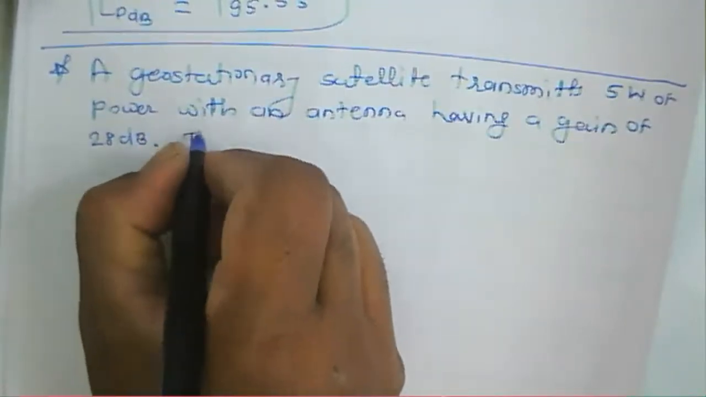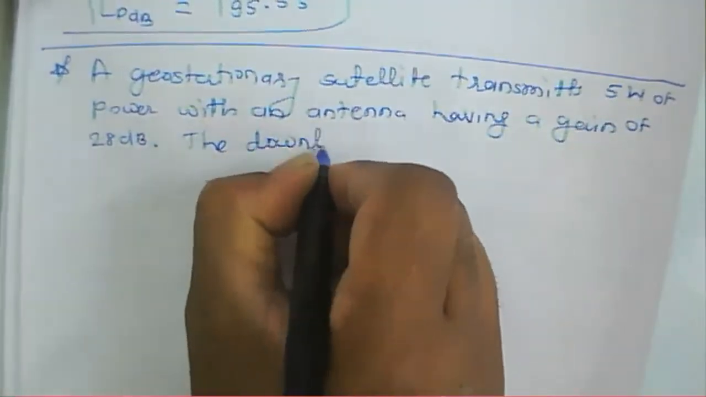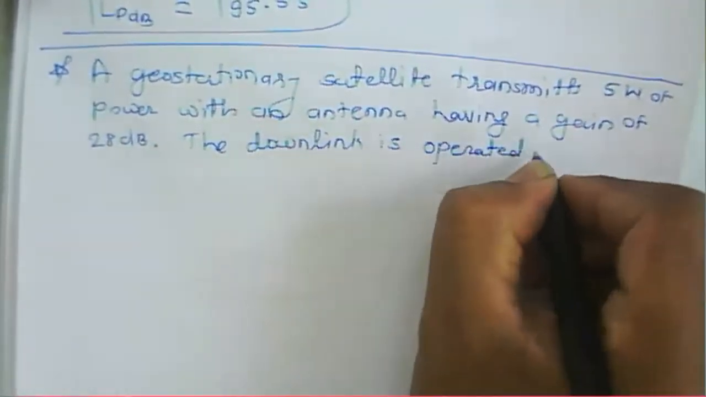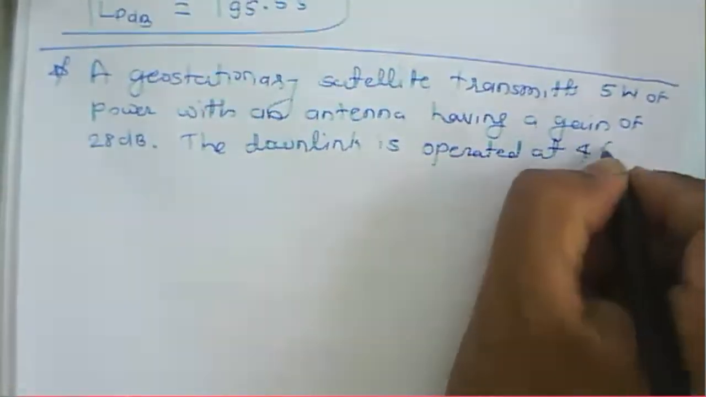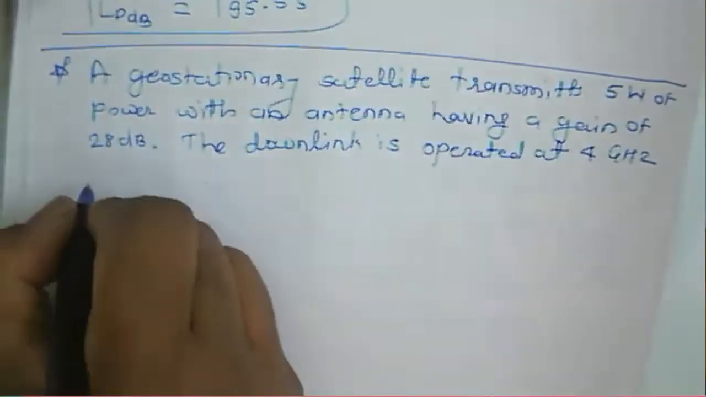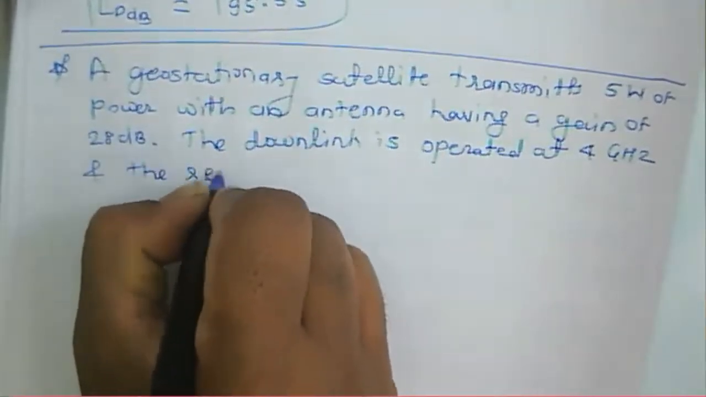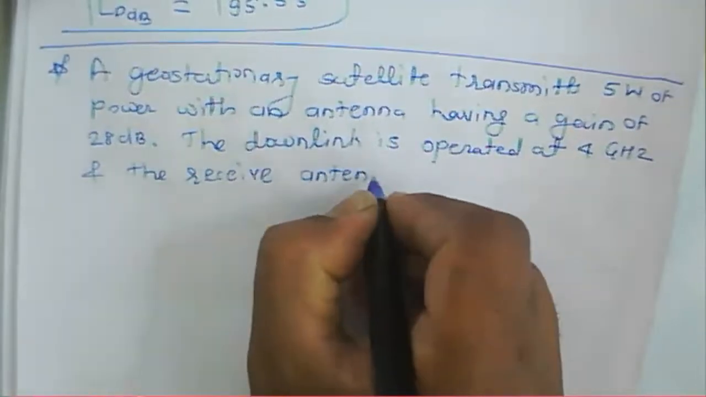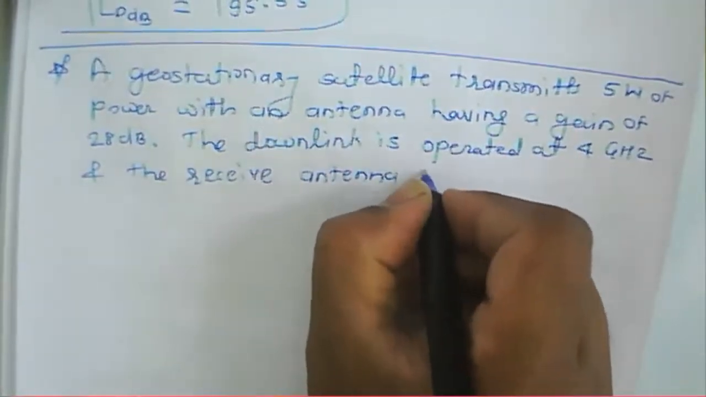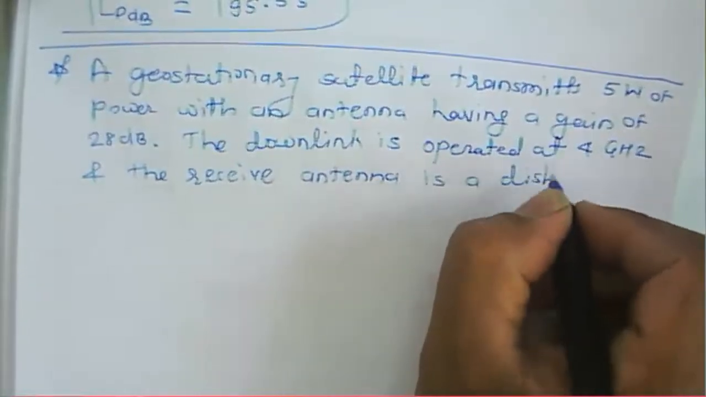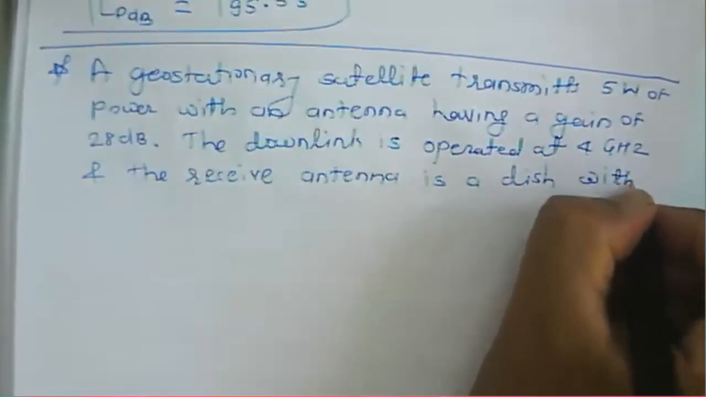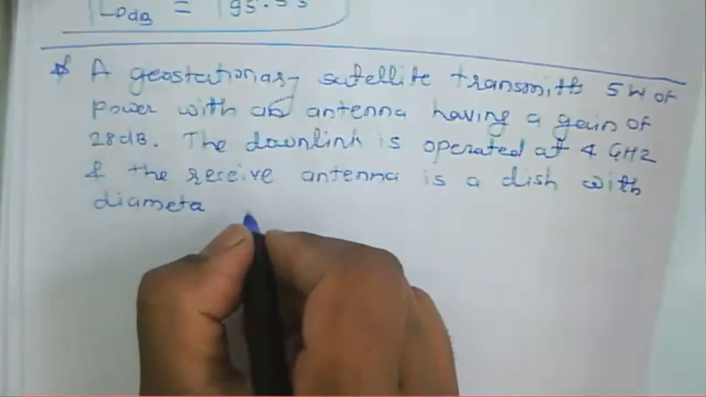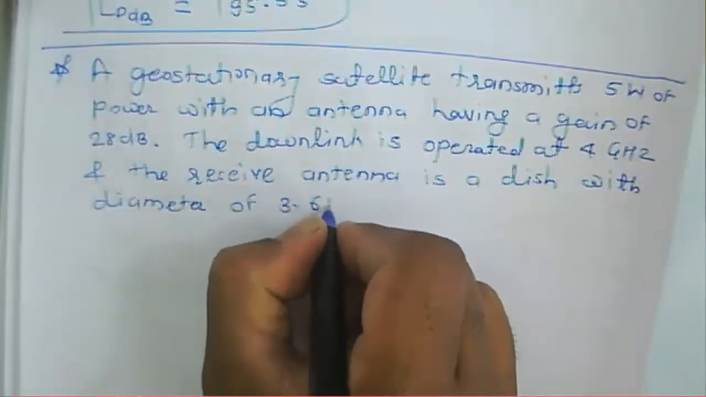The downlink is operated at 4 gigahertz, and the receiver antenna is a dish with a diameter of 3.6 meter.